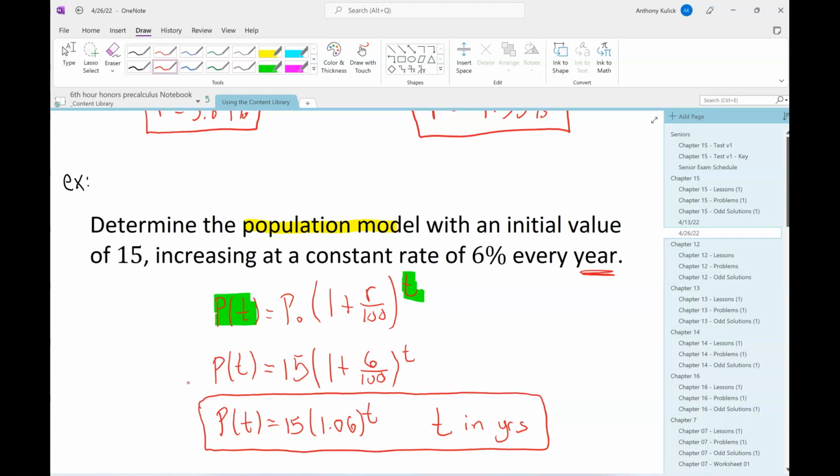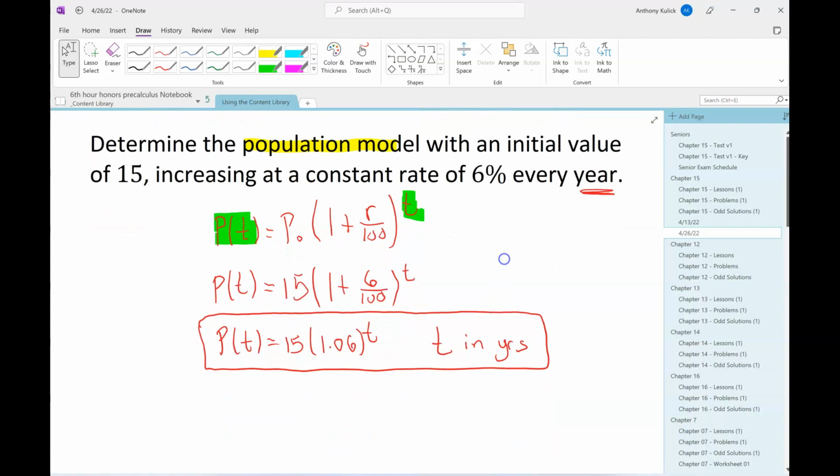Pretty easy, right? We're just filling stuff into a formula. You just have to remember a little bit of the vocab and what the symbols are representing, but overall, not too difficult. Let's do another example.